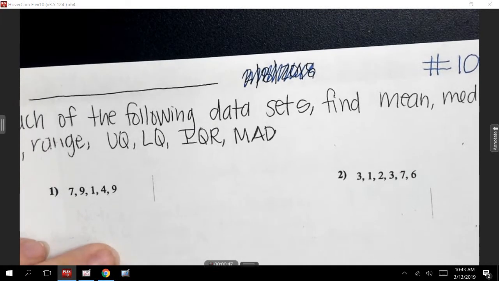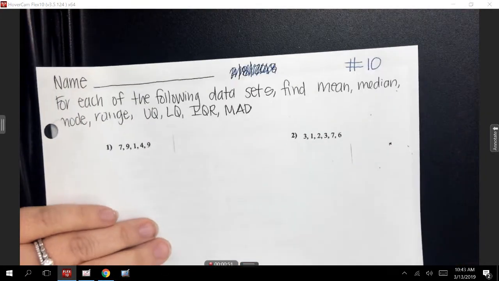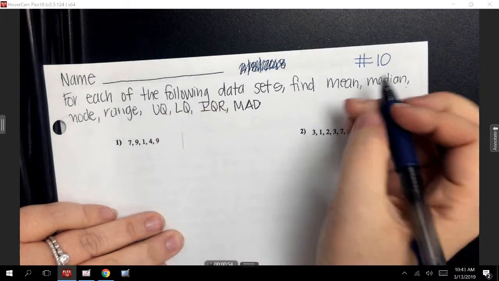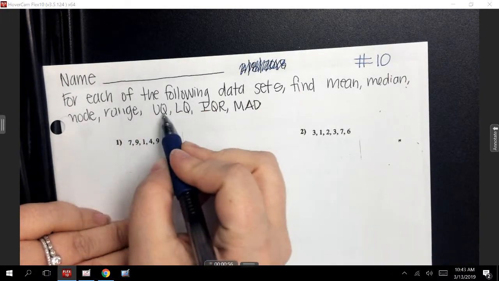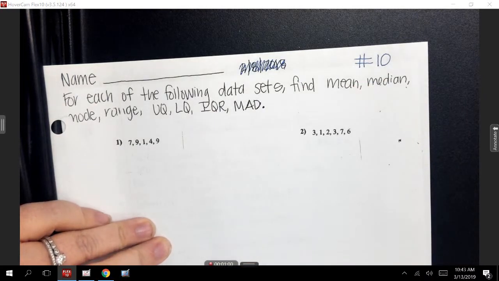All right. There's one other thing that I need us to fix real quick before we start working this. It says we're going to do the mean, the median, the mode, the range, the UQ, the LQ, the IQR, and the mean absolute deviation. You'll add a period by that.